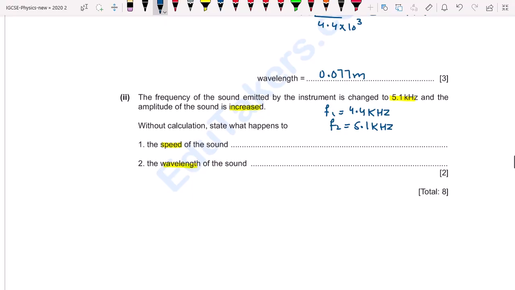As the sound wave travels in the same medium, the speed remains unchanged because speed depends upon the medium. Here the medium remains the same, so the speed of sound will stay the same.